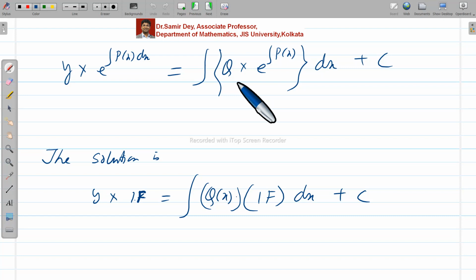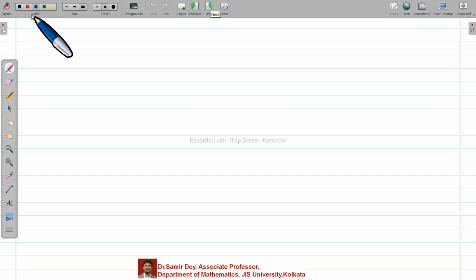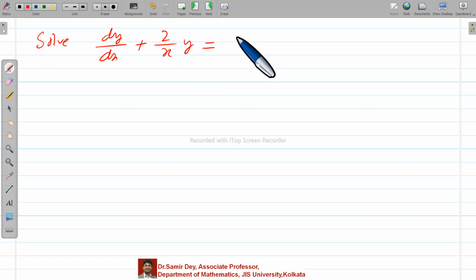Now let's see some numerical examples. The question is: solve dy/dx + 2xy = x^3. From here it is clear it is a linear equation. Why? Because dy/dx is first order, and what is its power? It is 1, so it is first degree. Now you want to solve it, correct? Please write down the solution.